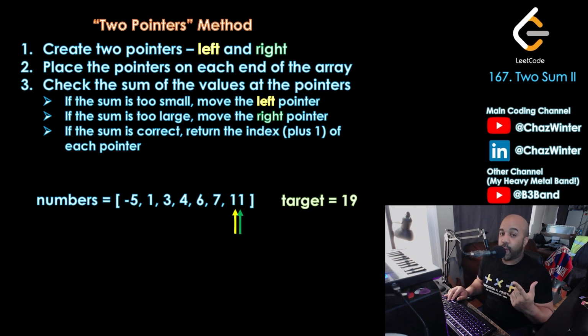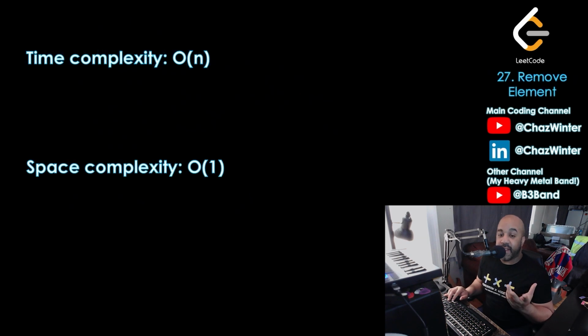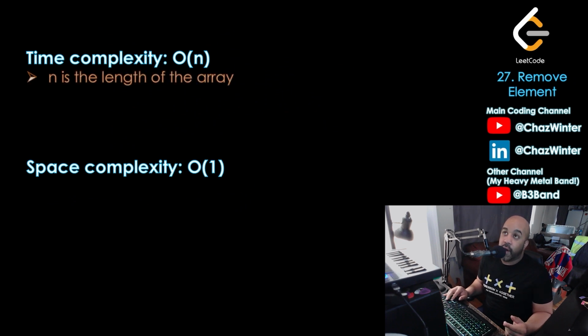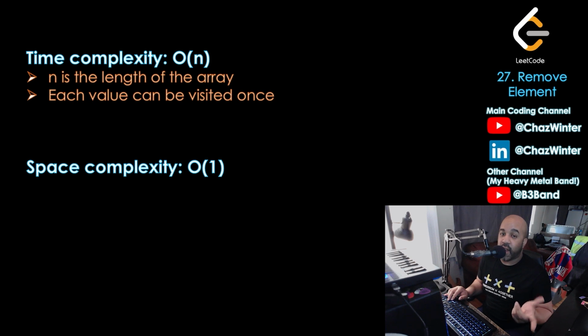If the left and the right pointers end up together, then we should stop checking. All right, now let's go over the time and space complexity of this problem. Time complexity is going to be big O of n. It's going to be linear time, where n is the length of the array. And that's because in a worst case scenario, each value ends up being visited once.